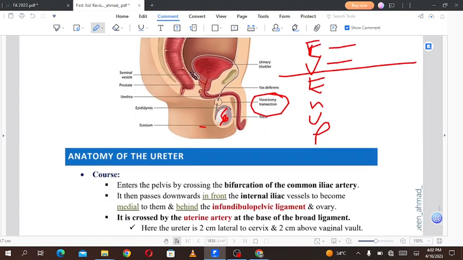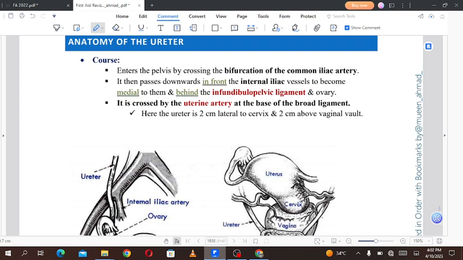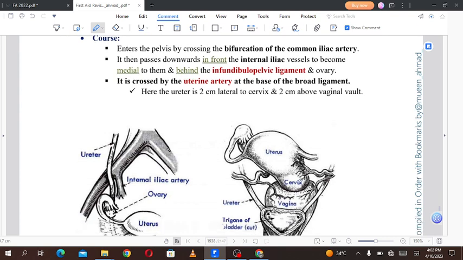So remember this one, and then we have the anatomy of the ureter. We will discuss this anatomy in the next section. It is very important to remember the pathway.